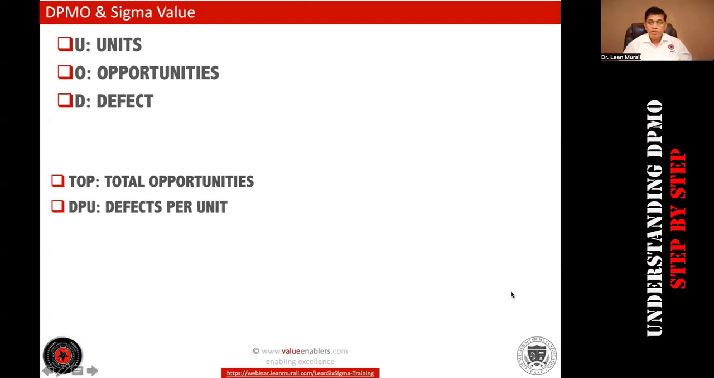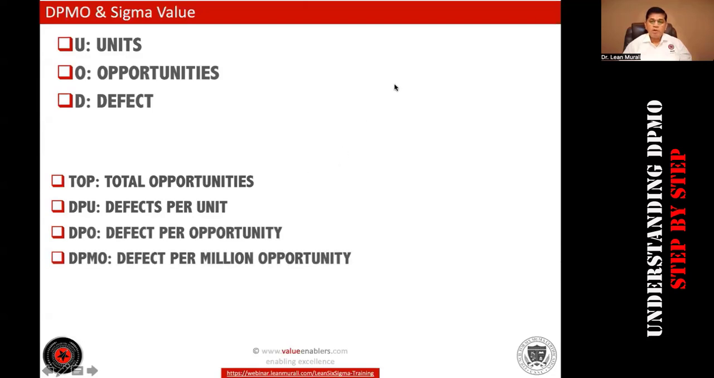We will talk about DPU, which is defects per unit. We'll talk about defects per opportunity. We'll talk about defects per million opportunities. So all of you write in your notebook. These are all very important metrics that you should know: TOP, DPU, DPO, and DPMO. And then finally the Z, which is called the sigma. Now, total number of opportunities is nothing but number of units into opportunities. Please write down in your notebook. If it is clear, type SC, super clear, in the chat box.